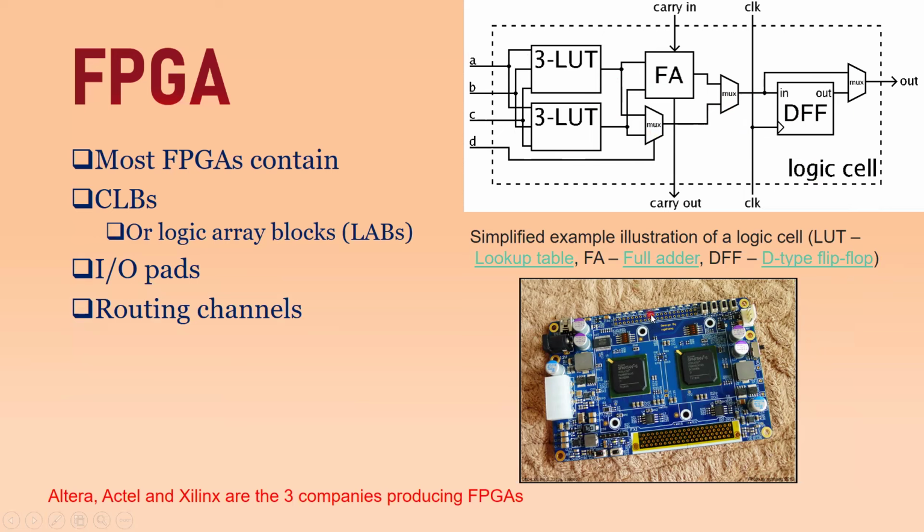So right now here you can see that this is a typical FPGA board. There are two FPGAs right over here, and inside the ICs you have these logic cells. There are multiple logic cells, thousands of such logic cells, and then on the outside you have input output pads, and those logic cells can be connected to each other through the routing channels. Okay, so like I said, Altera, Actel, and Xilinx are the major companies. They are producing a lot of FPGAs with different capabilities, different features.